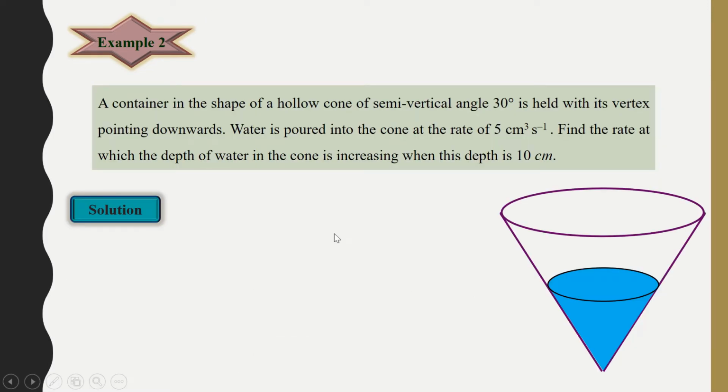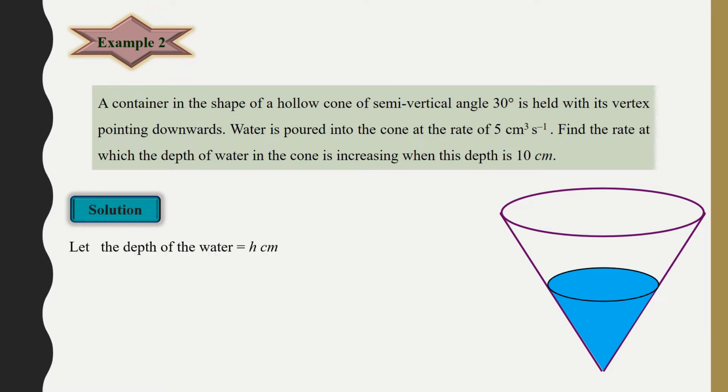Let's look at example 2. A container in the shape of a hollow cone of semi-vertical angle 30 degrees is held with its vertex pointing downwards. You can see the cone is an inverted cone. Water is poured into the cone at the rate of 5 cm³ per second. Find the rate at which the depth of water in the cone is increasing when this depth is 10 cm.